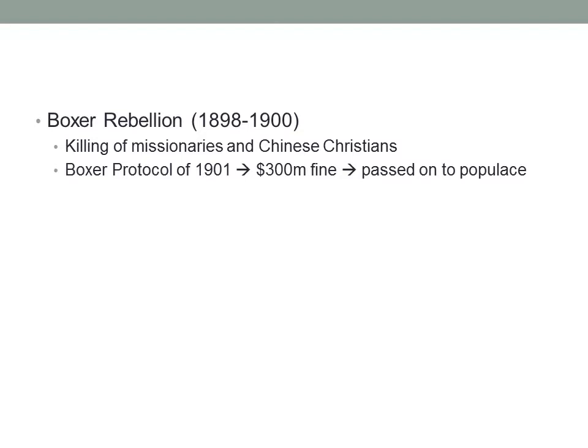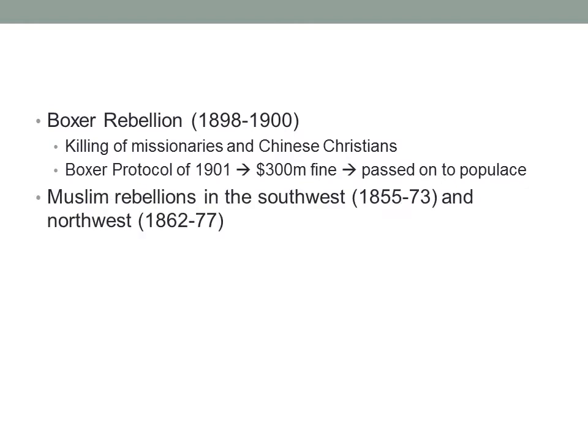And so the Boxer Protocol resulted in a $300 million fine, greater concessions for the Europeans. And what the Qing government does is passes this $300 million fine onto the populace by increasing taxes. These are largely subsistence farmers, and this is incredibly painful. And so this additional cost that they have to pay is going to make it even more difficult for them and increased the illegitimacy of the Qing government.